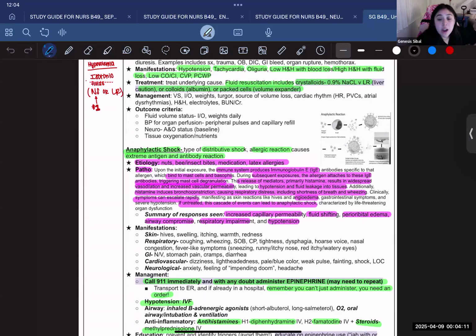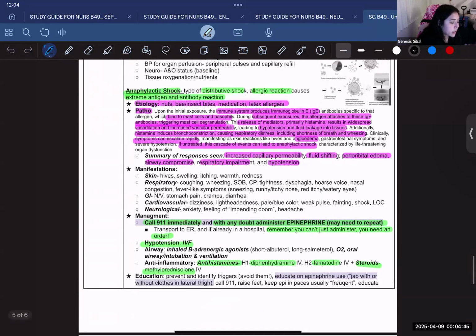Management, you look at every single thing: your I's and O's, the volume loss, the cardiac rhythm, because you lost a lot of volume. And then H and H, electrolytes, BUN, with the diuresis and stuff. But it all makes sense. I feel like this is all super easy, straightforward stuff. Fluid volume status is the outcome criteria, what we're looking at: I's and O's, weights. BP for organ perfusion, obviously looking at their pulses, cap refill, neuro, what is their baseline A&O status, and then tissue oxygenation overall.